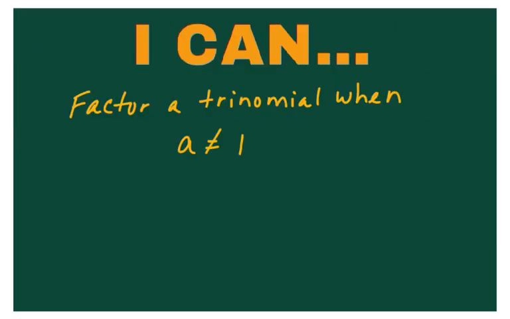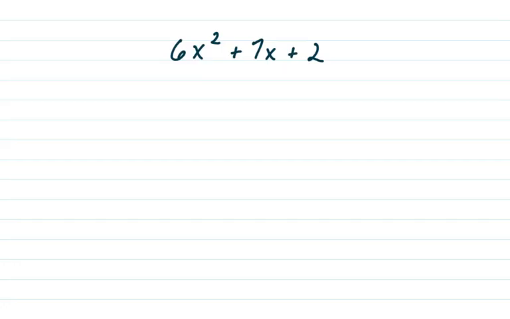By the end of this video, you should be able to factor a trinomial when the a is not 1. Up until now, the coefficient of x squared has always been 1. But starting today, in our problems, the coefficient of x squared will be something other than 1. For example, in this problem, we have a coefficient of x squared as 6. And that makes it a little bit different.